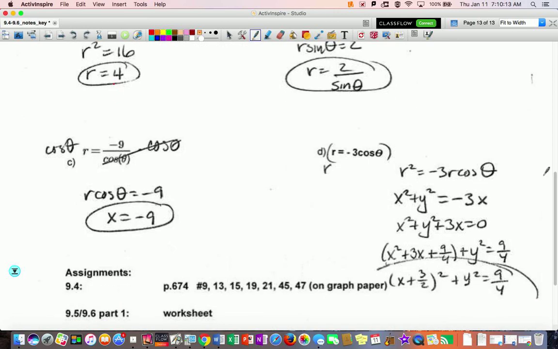And the last one, you can square both sides, but that's going to kind of mess this up. So we're going to multiply everything by r. So you get r squared equals negative 3r cosine of theta. Replace the r squared with x squared plus y squared. R cosine theta is the x. And then you need to complete the square. And when you complete the square, this will be your final answer. So a circle, left 1.5, not up or down. And if you square root this, you get 3 halves. So you have a radius of 1.5.